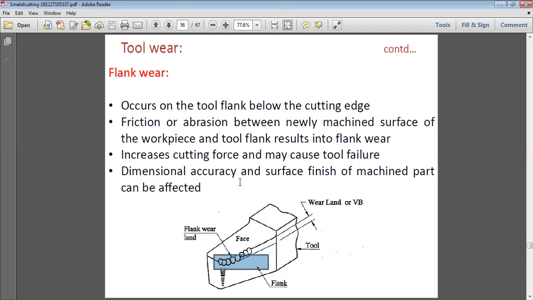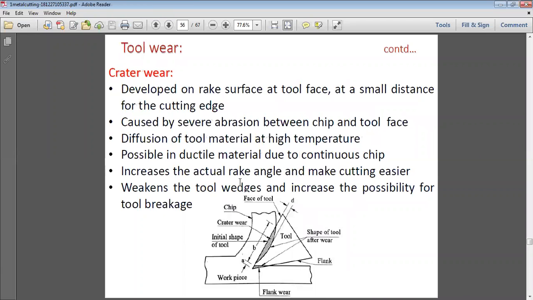So what happens with this? As it goes on, the flank wear goes on increasing and increasing. After some time the cutting forces increase manifold, and with this manifold increase in tool forces, it results in the failure of the tool. Clear? So these are all about crater wear. There is a chance, and earlier we were studying this.